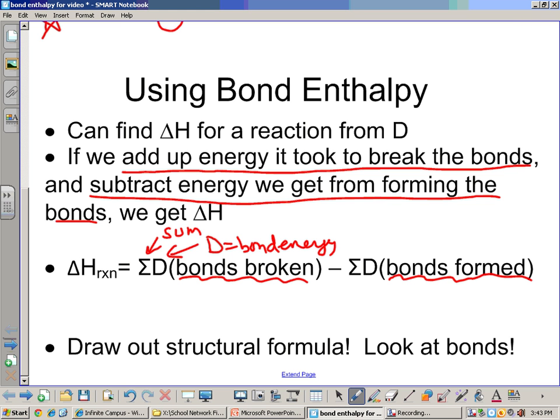You add up all the bond energies for the bonds that you're breaking. These are endothermic, right? This is energy that has to go in. If you want to break these bonds, you have to input that energy. But you're also going to be forming some bonds. This is exothermic, hence the minus. This is why it's minus.